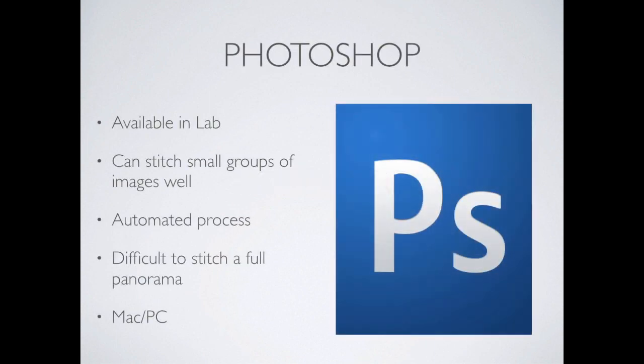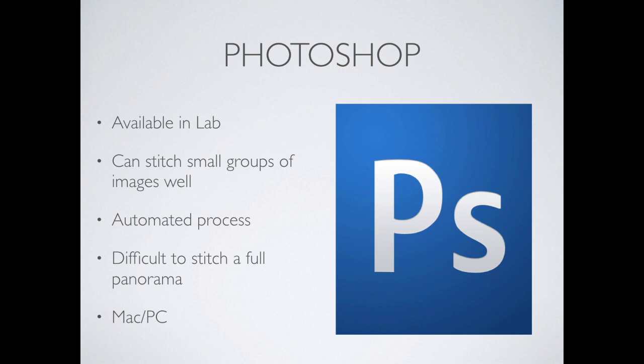Photoshop, no surprise, right? So today, obviously, we're working in Photoshop, so I'm going to teach you how to stitch images together in Photoshop. It's really, really good at small groups of images. So throw 10 images at it, it'll do great. Throw a full 360 panorama with 50 or 60 images at it, doesn't really like that very much. So it's good for small groups of images.